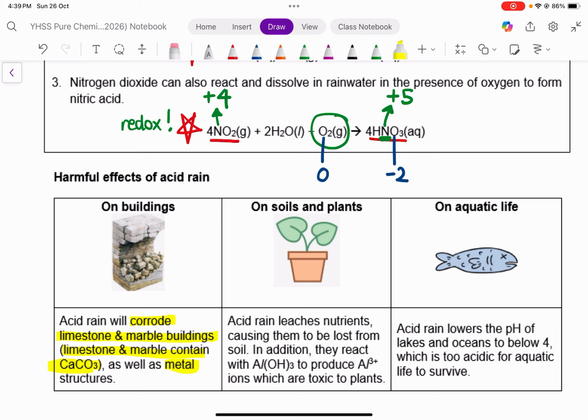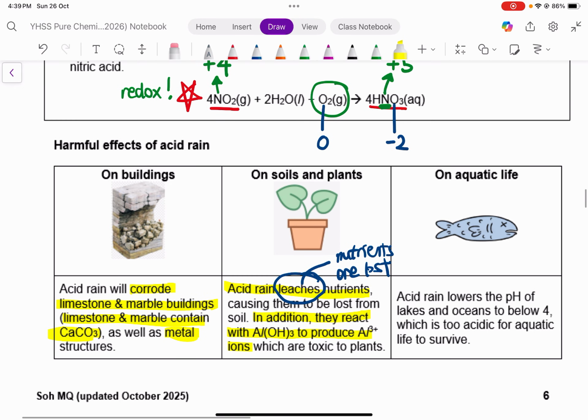Next, acid rain also has a harmful effect on soils and plants because acid rain leaches nutrients. The word leach here means the nutrients are lost. It causes nutrients to be lost from soil. Okay? In addition, the acid rain also reacts with aluminium hydroxide to produce Al3+ ions. Al3+ ions are toxic to plants.